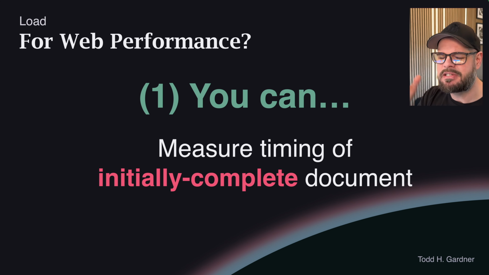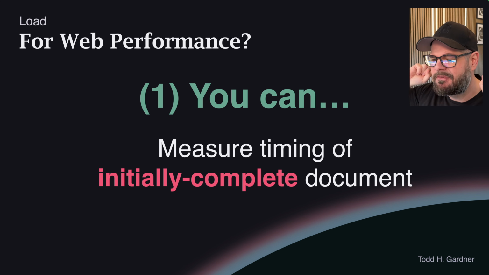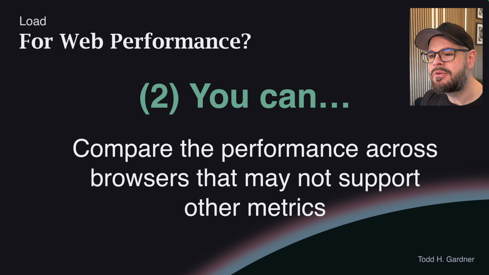What you can use it for is it's definitely a measure that the page is initially complete. So you can measure the timing of an initially complete document. How long does it take that initial flurry of data, the initial HTML that you give down to the browser, to get done for real users? And you can use it to compare the performance across browsers that might not support other metrics. This is what I feel like is the most useful thing. So Safari, for example, doesn't support all of the Core Web Vital metrics, but you can measure load there. You can measure load everywhere.